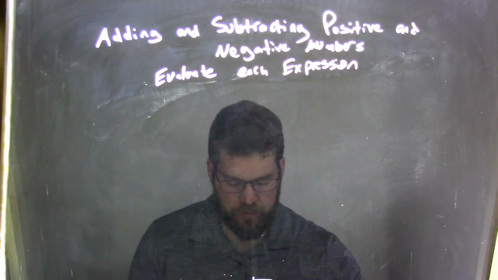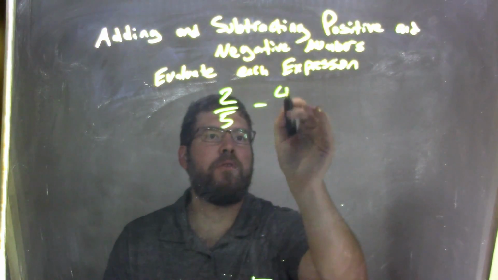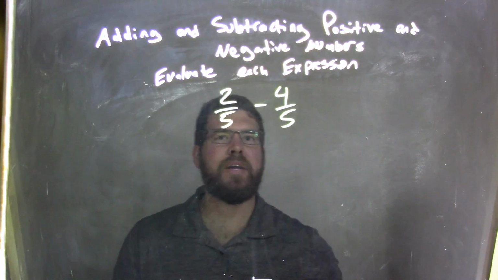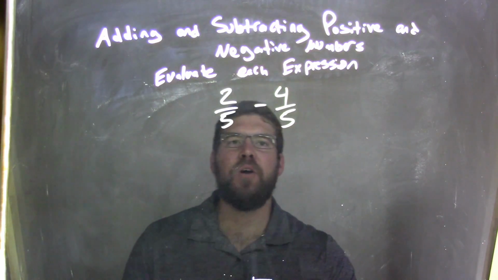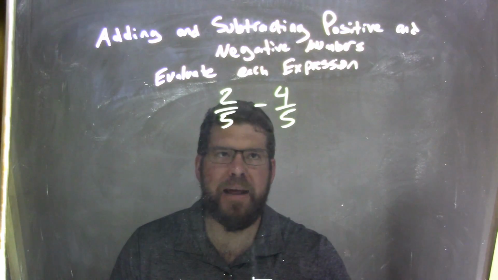We want to evaluate each expression. If I was given this expression, 2/5 minus 4/5, well, this one's a little tricky. We have 2/5 minus 4/5, okay? And so they have the same denominator, so we know we can combine them.